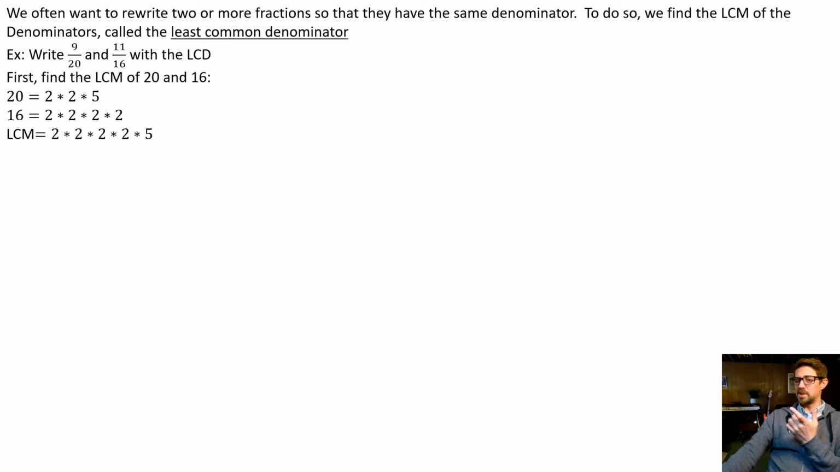Any multiple of 16 is going to have 4 factors of 2 in it. So the 20 already has 2 factors of 2, but we don't need those again. We just need the one that the 16 doesn't have, which is the 5. Okay, so the least common multiple is 2 times 2 times 2 times 2 times 5, which is 80.